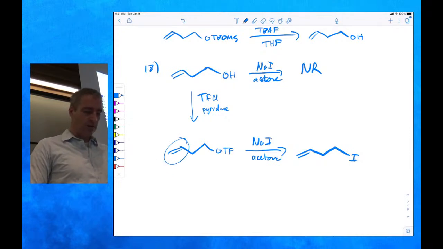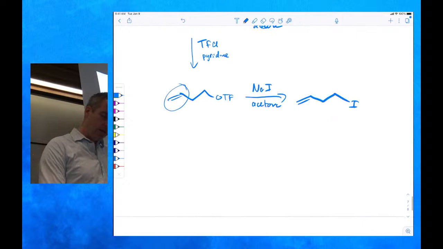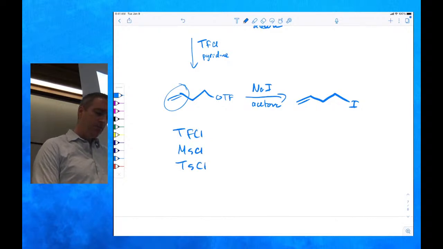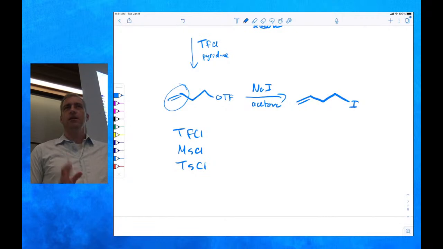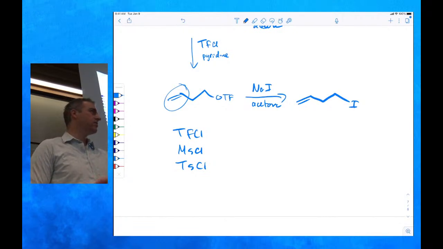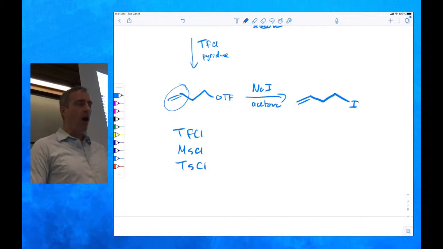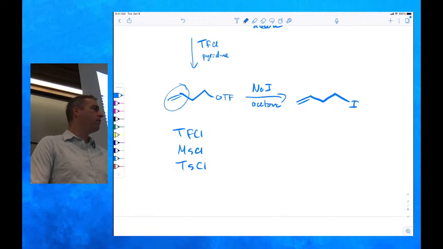So instead, what we're going to do is turn it into a leaving group in a different way, as a sulfonate ester. The three that we used were TFCl, MSCl, or TSCl. This is triflate, mesylate, and tosylate. As far as you're concerned, these are all equivalent for this course. Triflate actually is the best leaving group out of the bunch. Tosylate is next, mesylate is next. But all of these are excellent leaving groups. All of these you can consider equivalent to iodide.